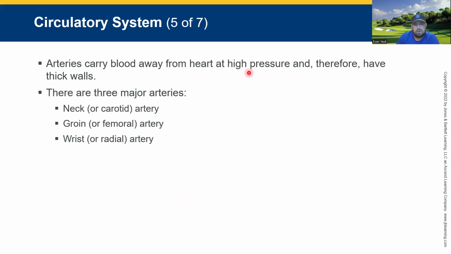Arteries carry blood away from the heart, which we talked about, at high pressure, and therefore have thick walls. There are 3 major arteries. So we have our carotid, which is up here in our neck. That's where we can check pulses. Go right under that jawbone, and you kind of push in there pretty good. Feel around, find your carotid artery. You've got one in the groin. That's your femoral. You can dig around down there if you want. I'm not going to demonstrate that.